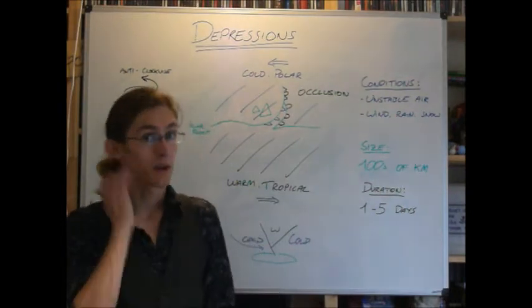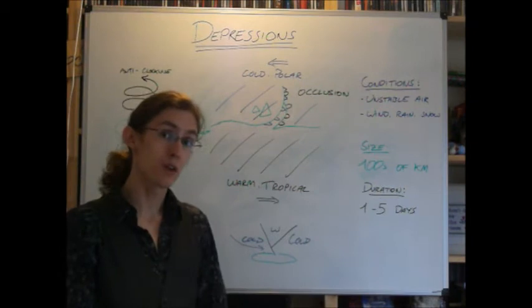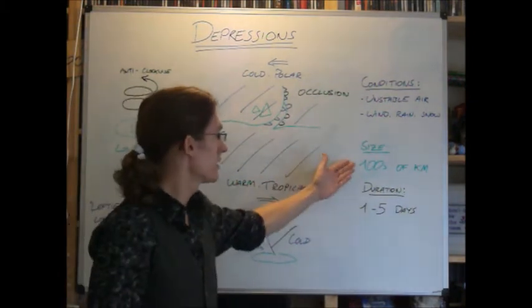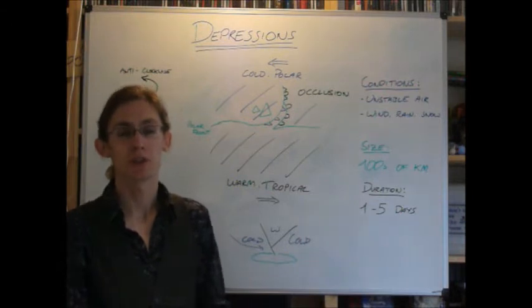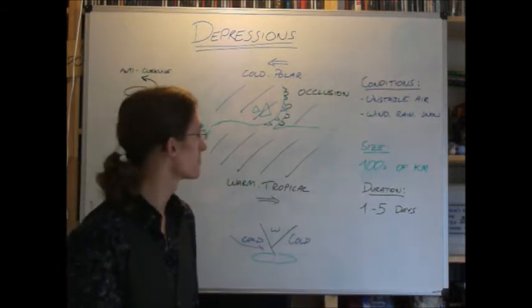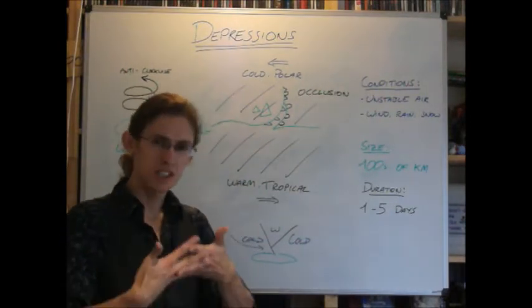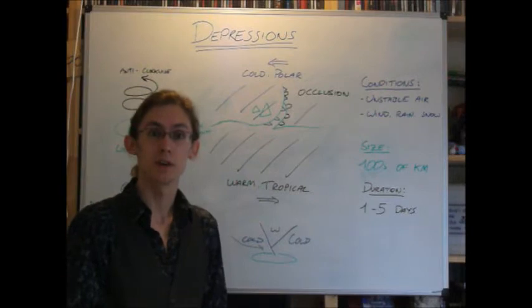And these things don't take very long overall. They only take about 1 to 5 days. And they're not particularly big either. They are around hundreds of kilometres in size. So they're quite quick, they're quite small, and they happen quite frequently. So let's think about the weather conditions that come with these depressions now.